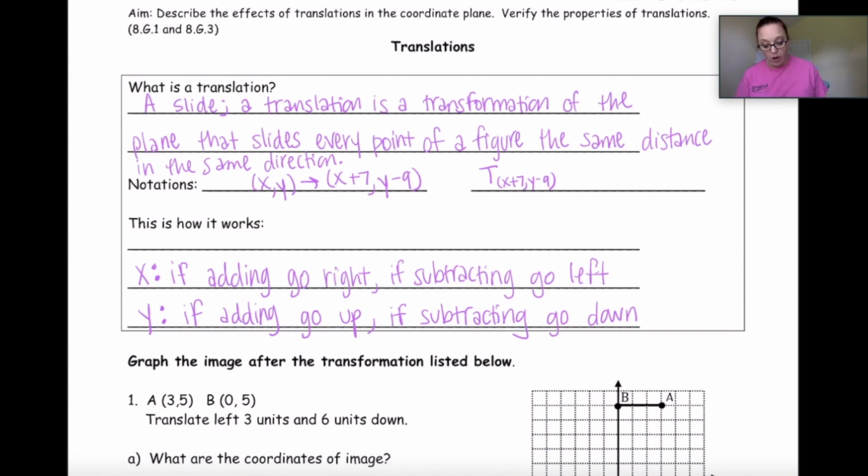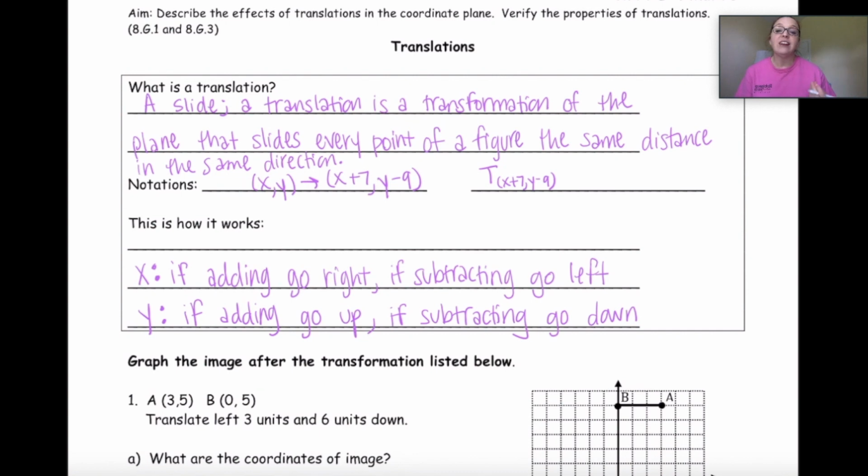The most common one that you're going to see is this one right here. You have an ordered pair (x, y), and you'll see a notation that looks something like (x + 7, y - 9). This is either going to be plus a number or minus a number to the x, and you'll either be adding or subtracting a number to the y. That same notation can also be written like this, using the capital T, which stands for translation.